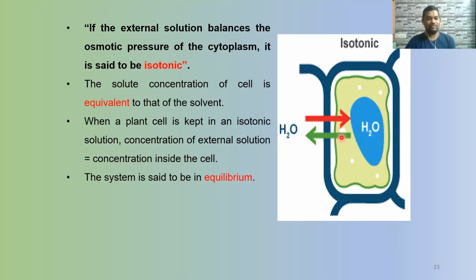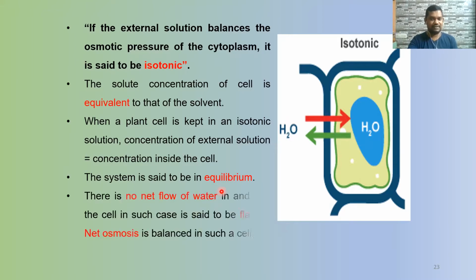And that's why the whole system is said to be in equilibrium when the plant cell is kept in an isotonic condition. So there is no net flow of water. The cell becomes flaccid because almost the amount of water in and out remains the same. Net osmosis is balanced. That is isotonic.